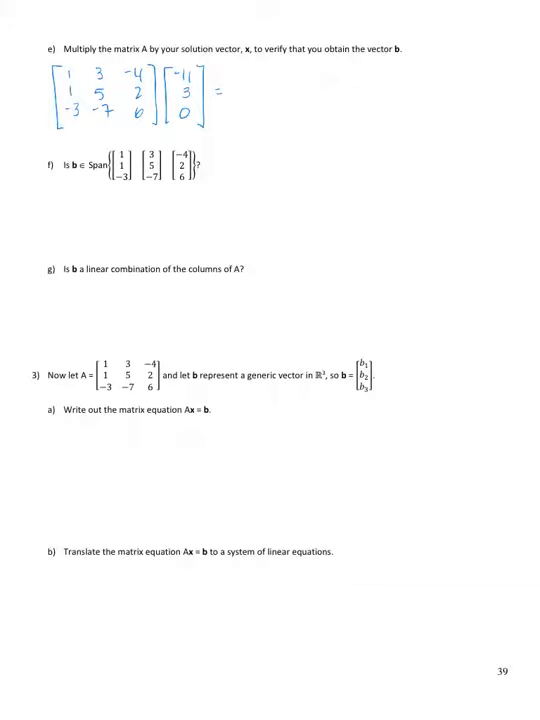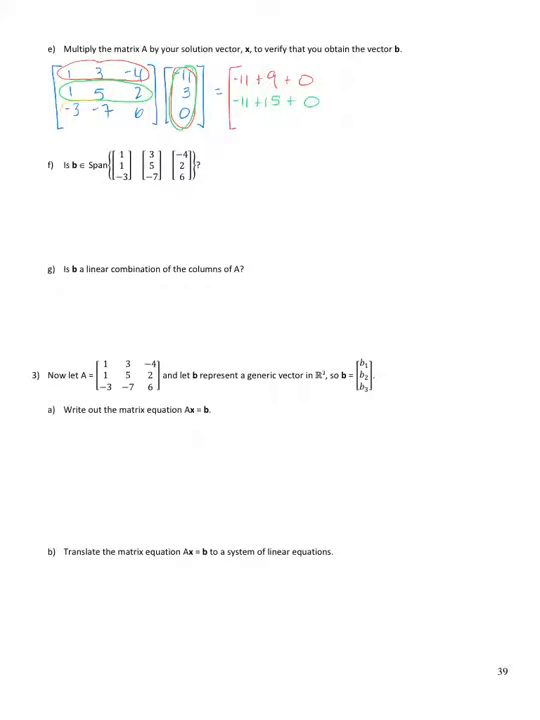So let's see, I'm going to multiply first row times the vector. So that's 1 times negative 11, which is negative 11, plus 3 times 3, which is 9, plus negative 4 times 0, which is 0. And then I'm going to do the next row, 1, 5, 2 times negative 11, 3, 0. And I get 1 times negative 11, which is negative 11, plus 5 times 3, which is 15, plus 2 times 0, which is 0.